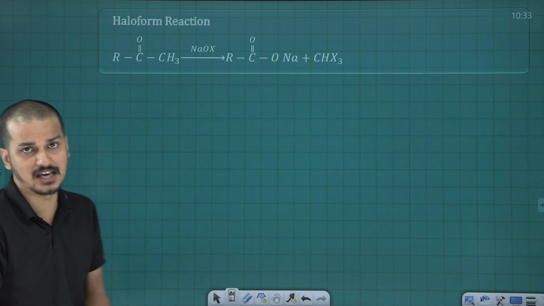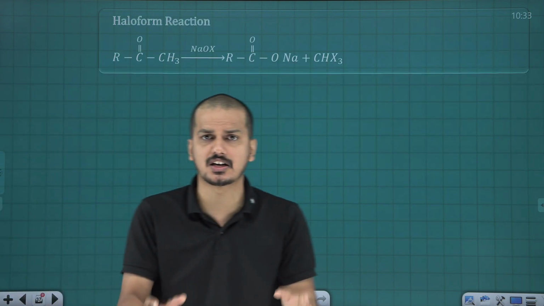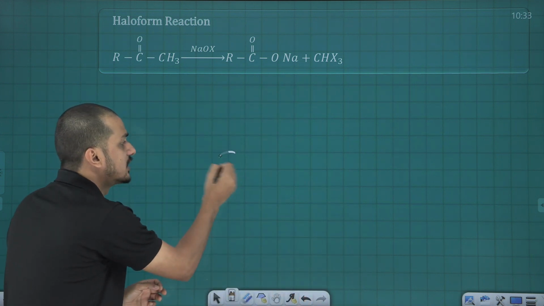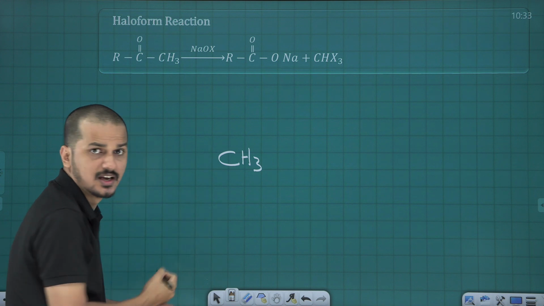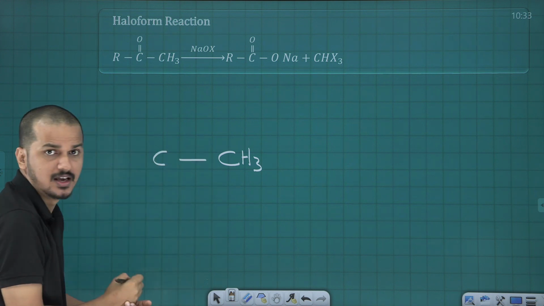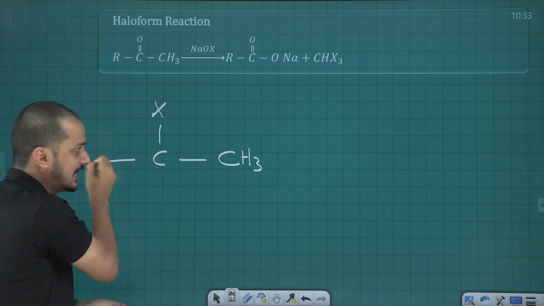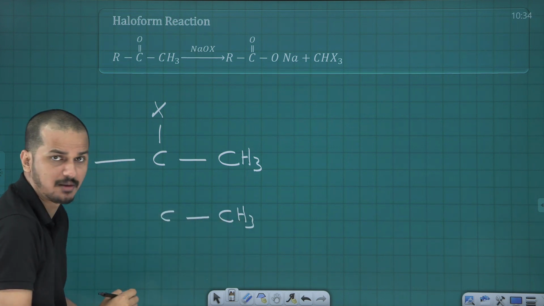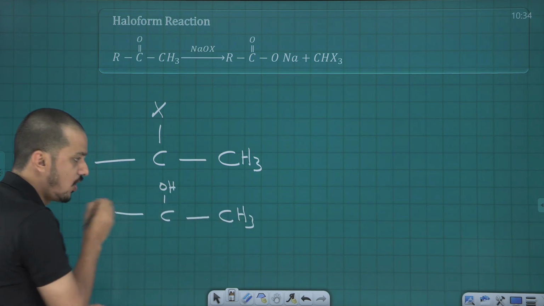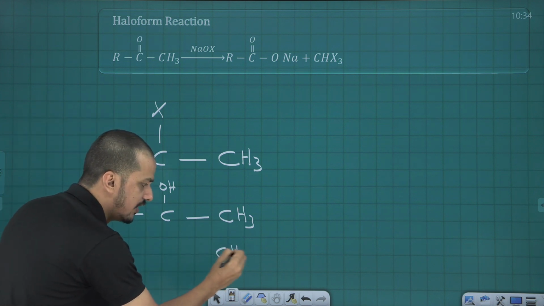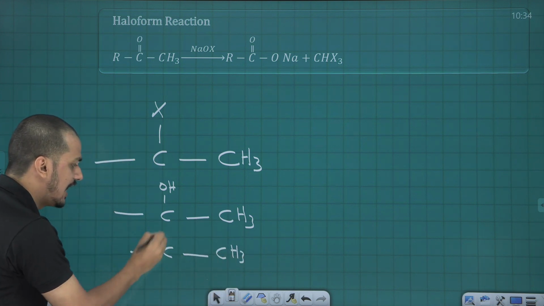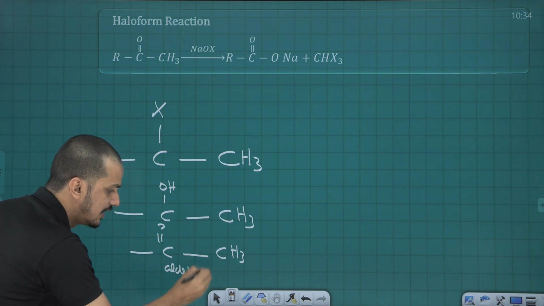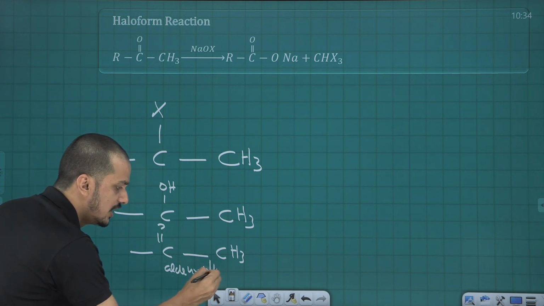Next again, the haloform reaction. It's a very, very important reaction. You have to remember, in your compound a terminal methyl group should be there. That should be attached to a carbon that contains a halogen, or else a terminal methyl group attached to a carbon that contains OH, or else a terminal methyl group attached to a carbon that has a double bond O. That means either an aldehyde or a ketone. Listen to me, aldehyde or ketone.